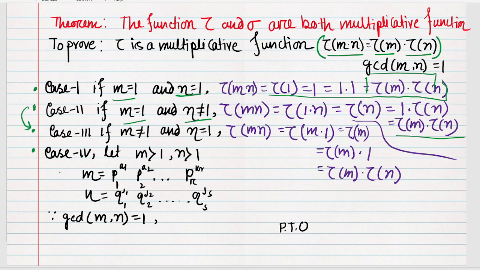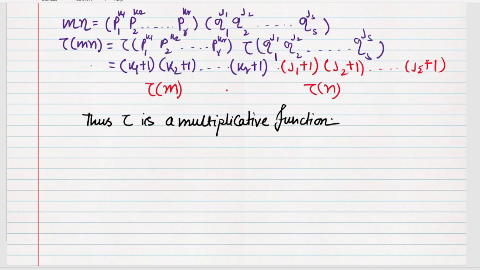Both are quite similar to each other, and our main part starts from case 4. We can take that m and n are both greater than 1. That means m and n must have prime factorizations. If m and n both have prime factorizations, in our earlier lecture we learned how we can express m and n as their prime factorizations. These are the prime factorizations of m and n. So we already have the product mn, and since our GCD of m and n is 1, the product mn will be this one.